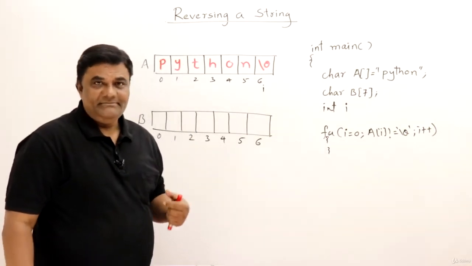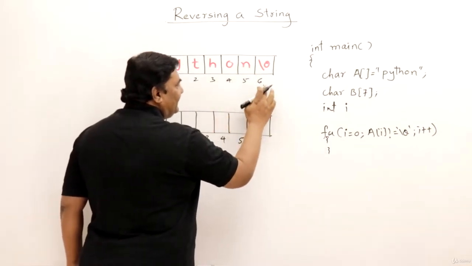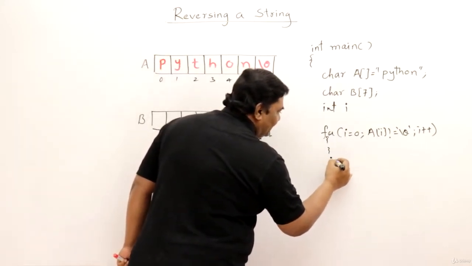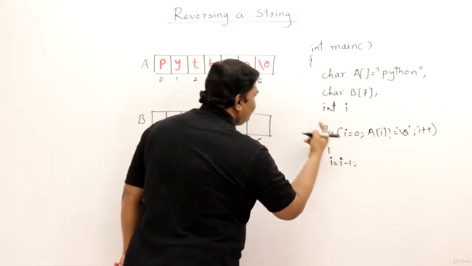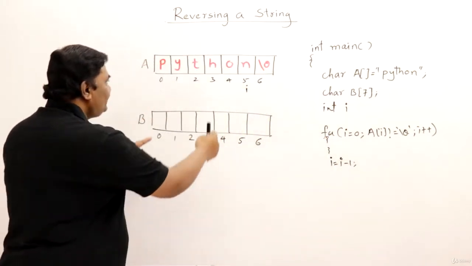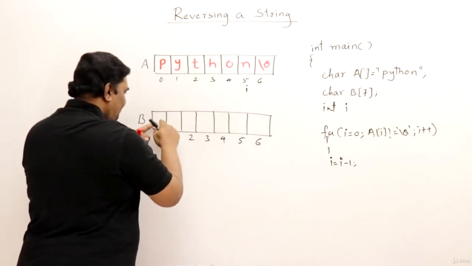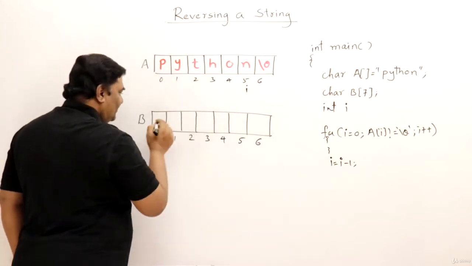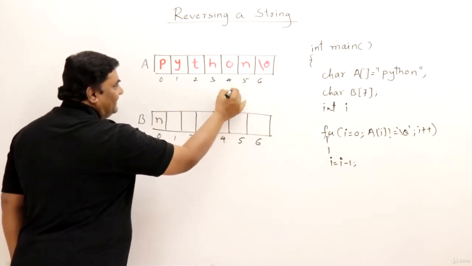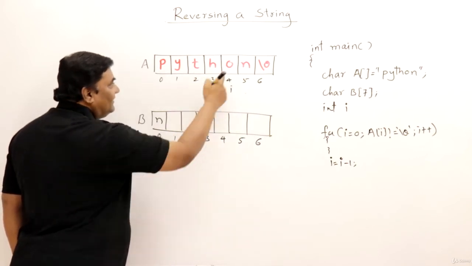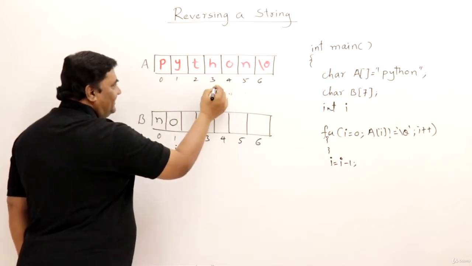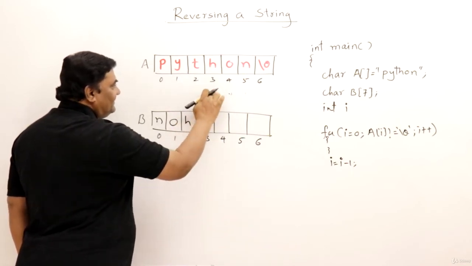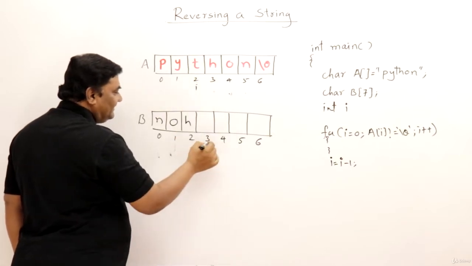Now I should start copying the elements from i minus 1 onwards. So okay, i = i - 1. i is reduced by one step. Now I should copy those elements here. N should be copied here. So for this I should have j also here, right? Now N I will copy, then decrement i, increment j. Then O I will copy, decrement i and increment j. Then H I will copy here, then decrement i and increment j.